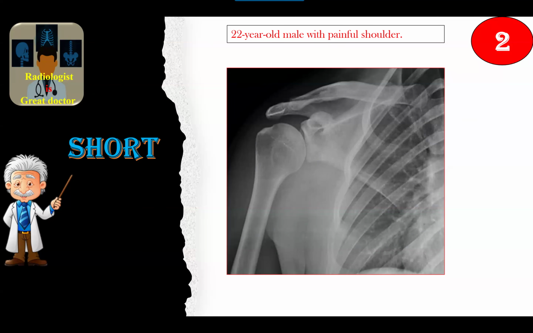Okay, sir, I'm provided with a radiograph, shoulder frontal projection, of a 22-year-old male who presented with a painful shoulder. I can see that there is a defect noted along the posterior and superior aspect of the humeral head. First, before the description, what is this? Sir, this is the greater tuberosity.